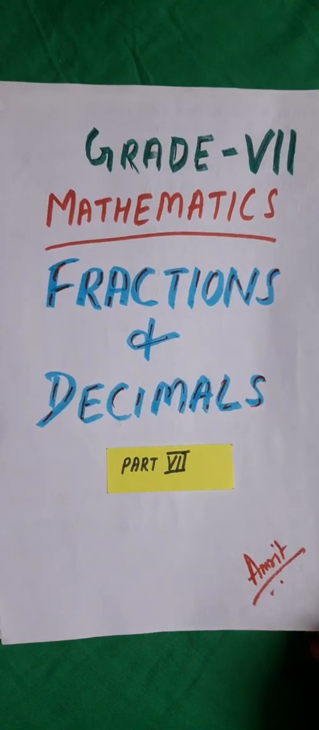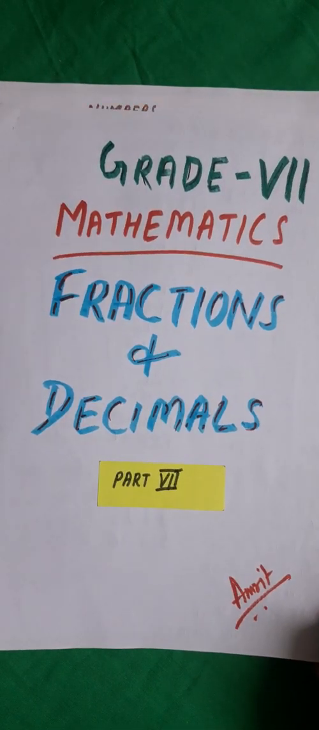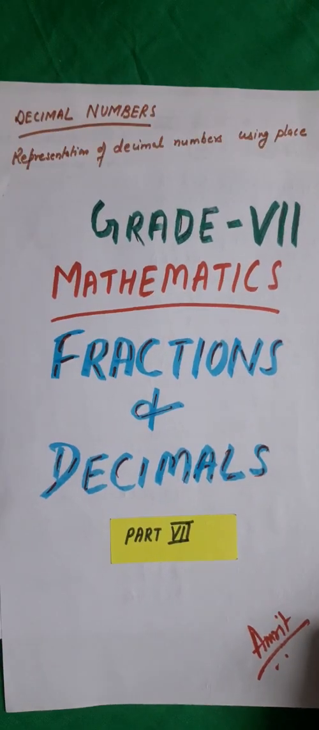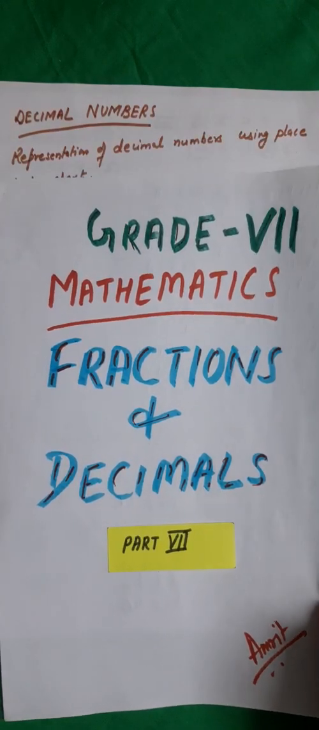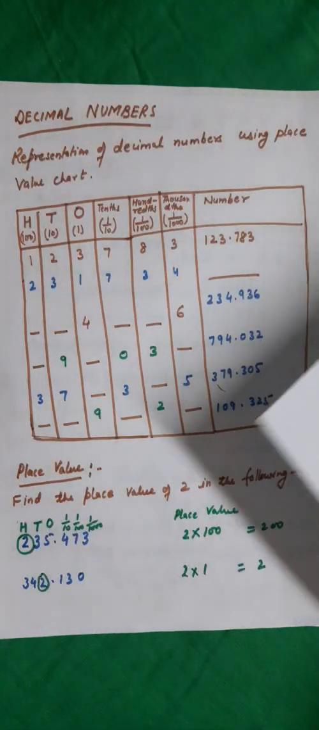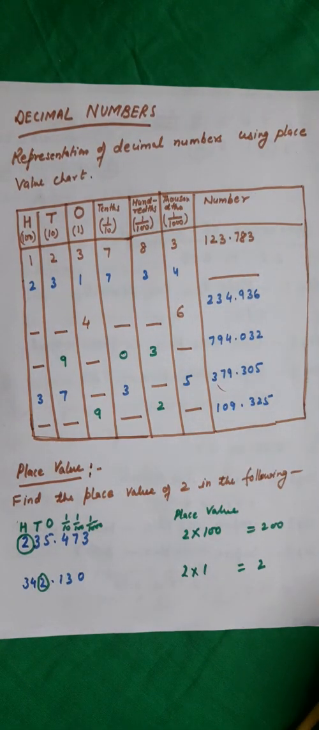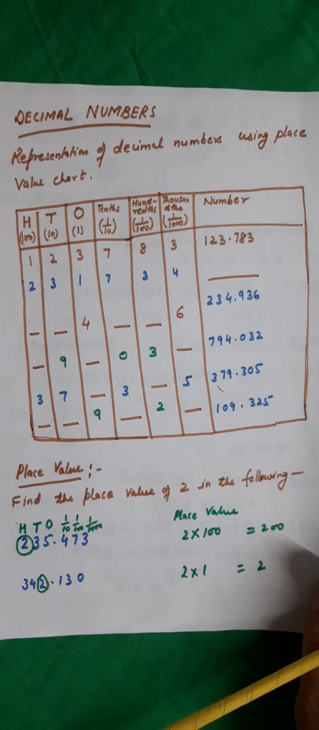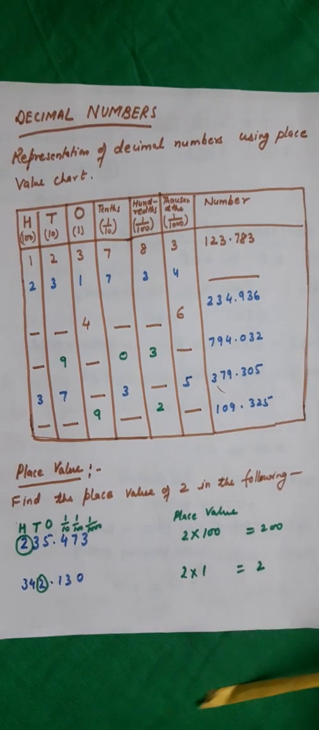Today we will learn about decimals. We have already done a little bit of decimals in grade 6. We learned about addition and subtraction in 6th grade. I hope you remember the place value chart, and how decimals were represented using it.